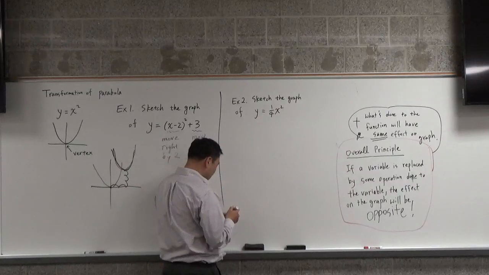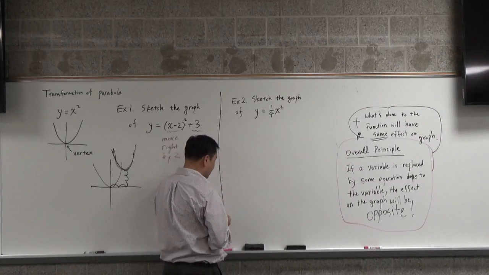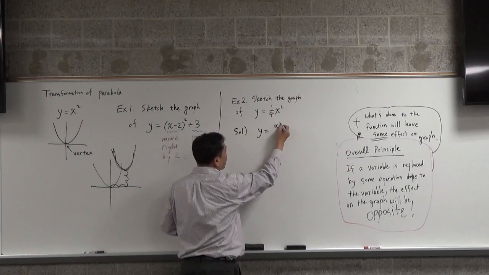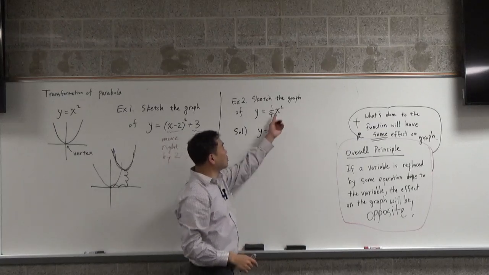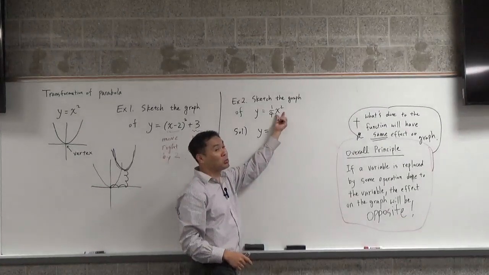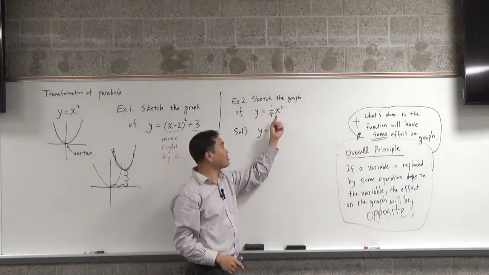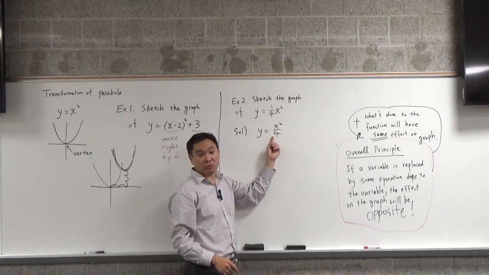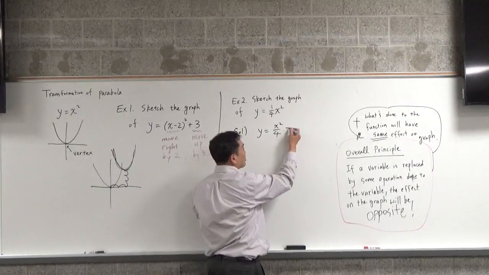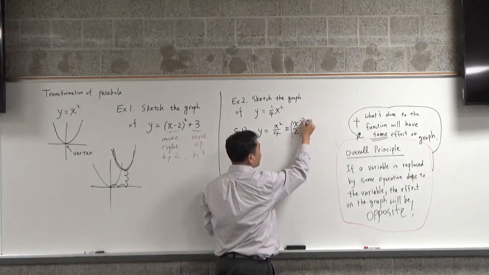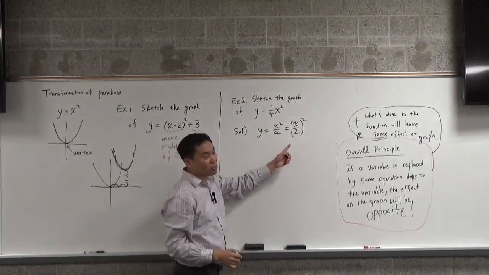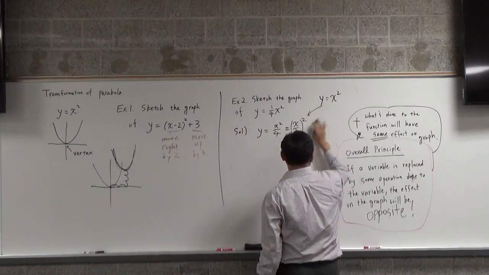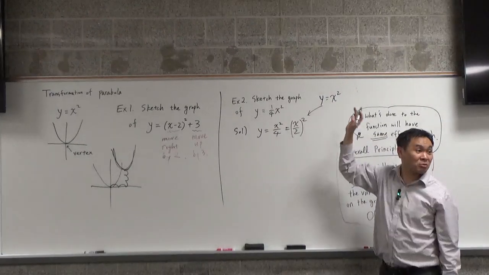So that's one way to view it. Here's another way to view this. You can think of this as y equals x squared over 4. After all, if you multiply anything to a fraction, that thing only gets multiplied to the top, right? That's how you multiply a number to a fraction. So it's x squared over 4. But x squared over 4 is x over 2 squared. Now, from y equals x squared to y equals x over 2 squared, x is replaced by x over 2, right?